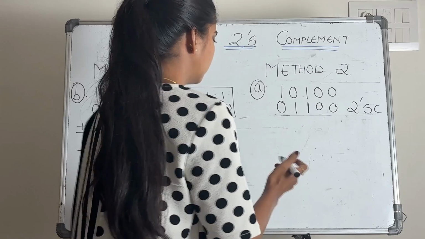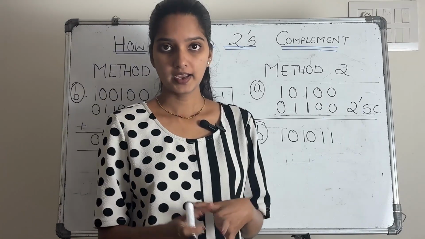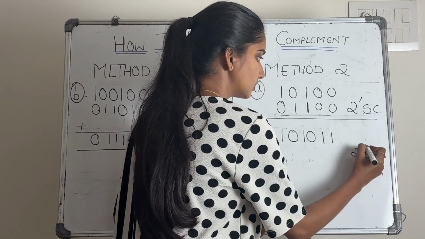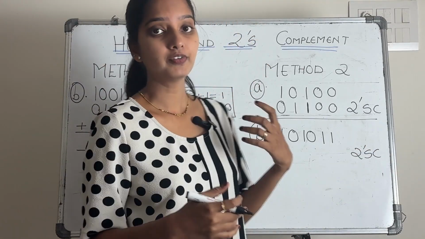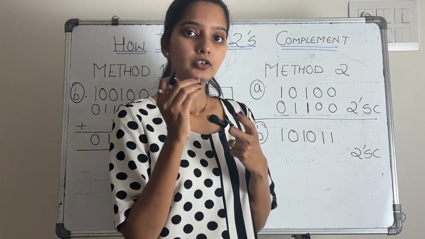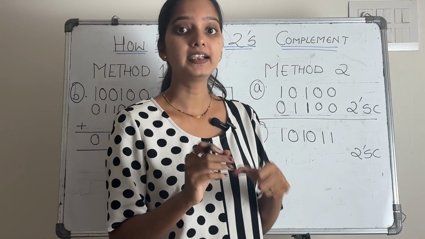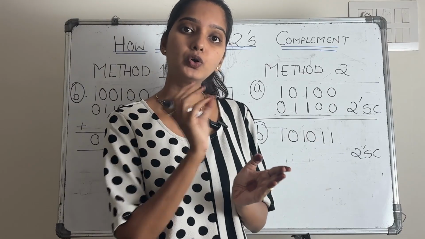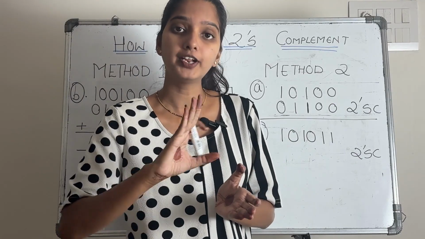Okay, so I'll take one more problem. You have taken one more example of how to find the 2's complement. As I told you, in order to find the 2's complement, you're going to start from the least significant bit and write the numbers as they are until you encounter a 1. After the 1, whatever number comes, you're going to take the opposite. You're going to take the ulta numbers.